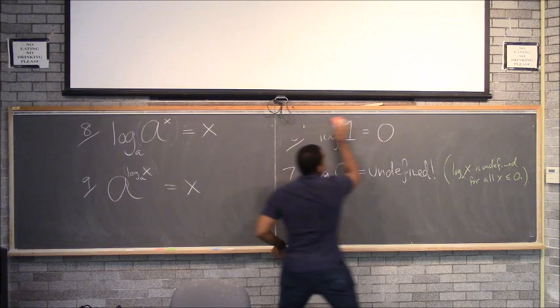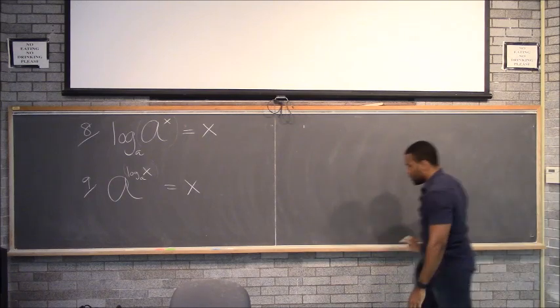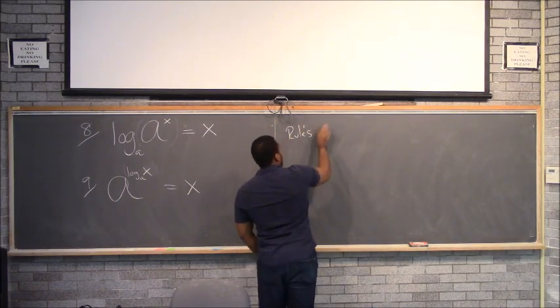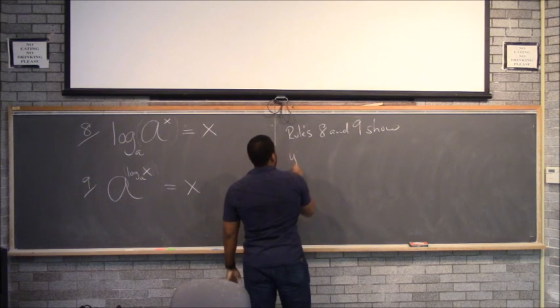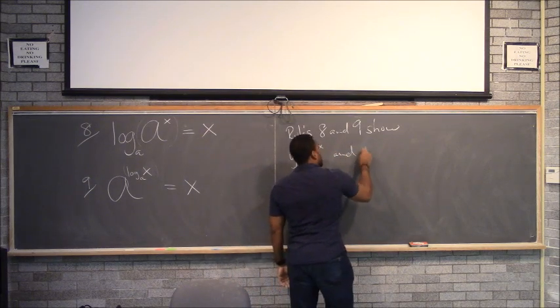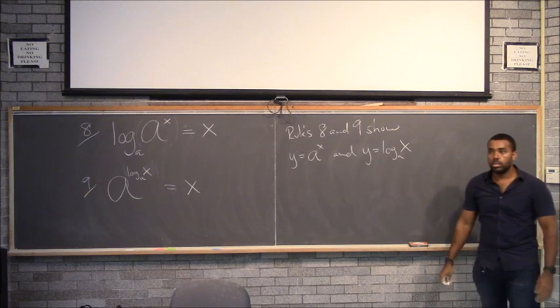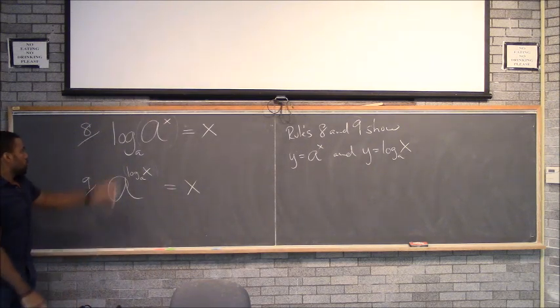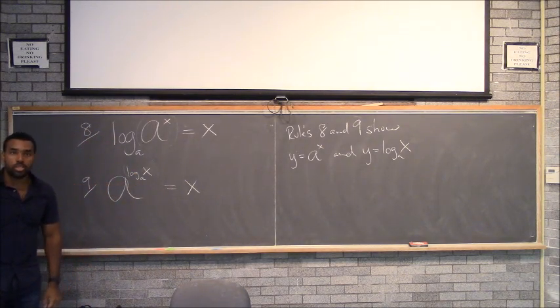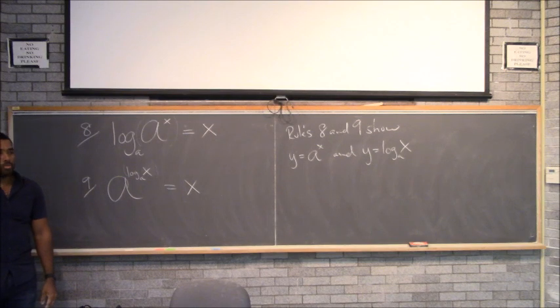Now, there are some important things that these 2 rules give to us. So based on rules 8 and 9, if I look at the functions a to the x and log to the base a of x, what do these rules tell us about these functions? So knowing this, how can you compare these 2 functions? What would be a nice way to compare? Yeah? They're not equal. They're inverses of each other.